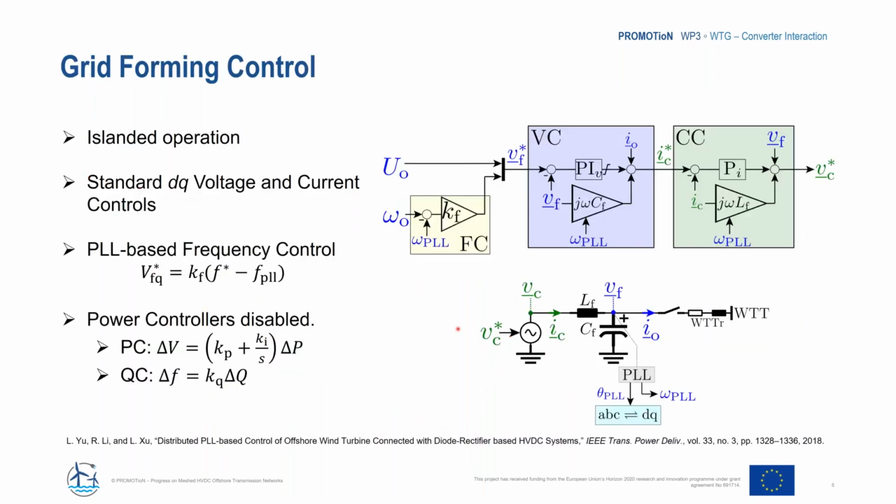The control of the grid forming wind turbines that we use here is as proposed by the University of Strathclyde, which is called the distributed PLL based grid forming control. It consists of a standard cascade voltage and current control structure with an additional frequency control loop that uses the PLL output as an indication of the frequency deviation. There are also outer controls that are present, but for this study we disable them as everything is working in an islanded mode of operation.